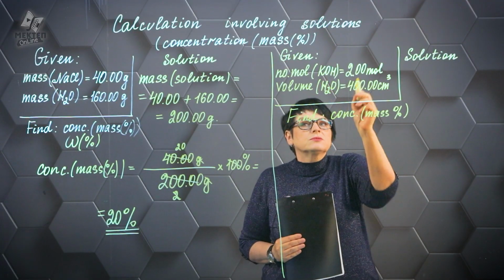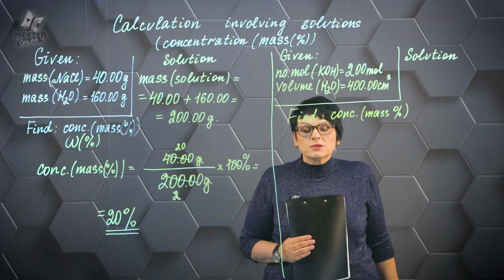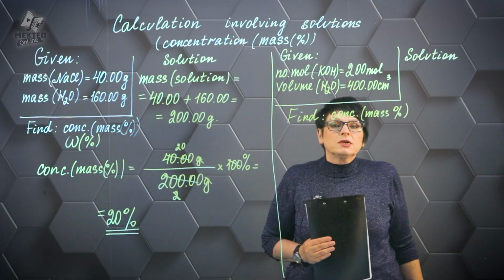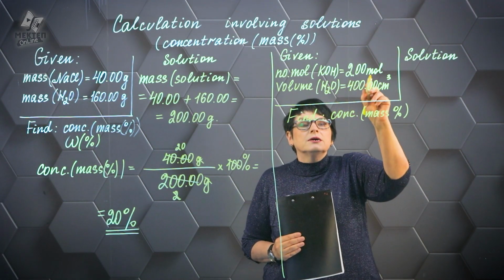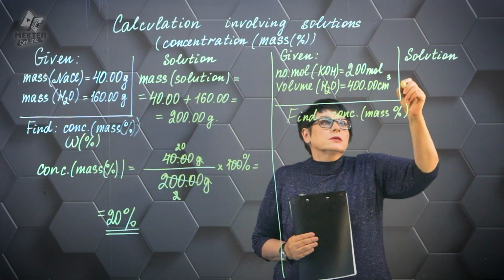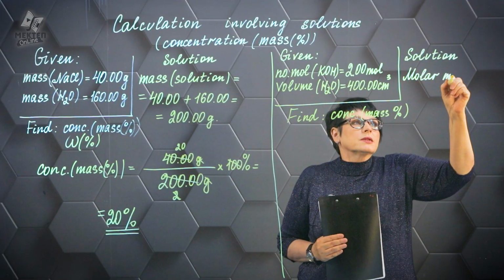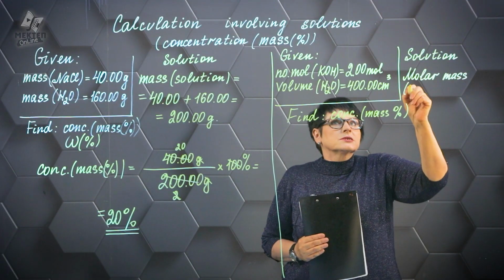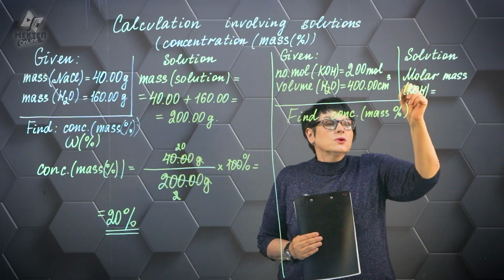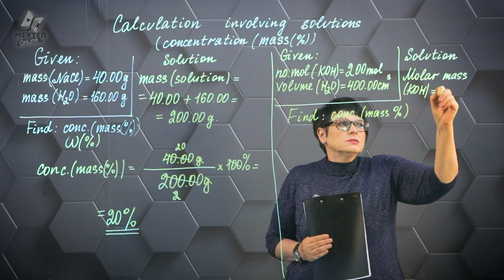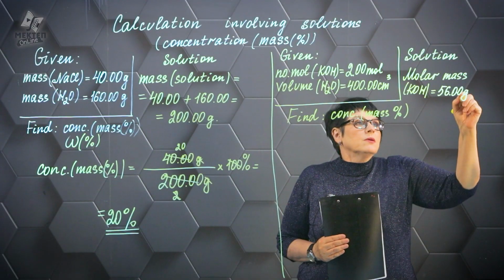The second problem: to calculate the mass fraction here, I slightly complicated the problem. The amount of potassium hydroxide is given, and the volume of water is also given in this case. To calculate, we need to convert the number of moles of potassium hydroxide from moles to mass. So, first let's show what the molar mass of potassium hydroxide is equal to. We calculate it with reference to the periodic table. 39, 16, and 1 will be 56, respectively, grams per mole.